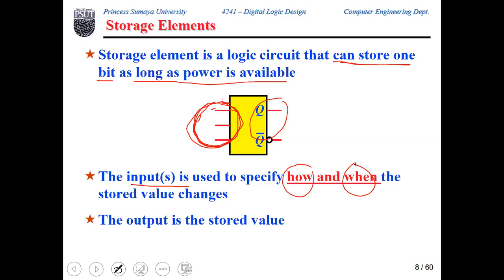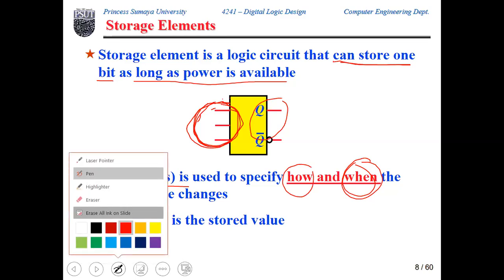change the stored value. So using these inputs, we can say store a 1, store a 0, complement the stored value, and so on. Also, some of these inputs, depending on the type of the storage element, can be used to specify when the inputs can affect the stored value. For example, you want to change the stored value to 1. However, you want this to happen at a certain instant of time. You don't want it to happen now. So usually you will have another input to control when to allow the inputs to affect the outputs.